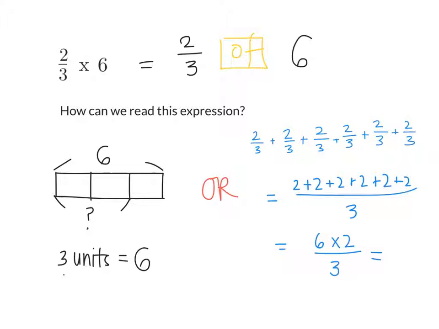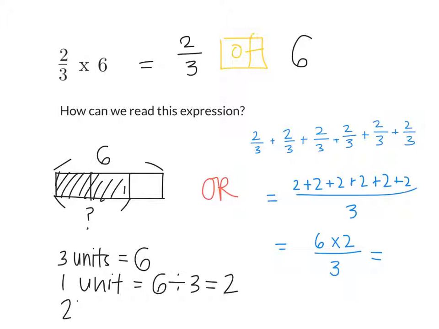6. So then 1 unit, I have to divide the 6 into how many equal size pieces? 3, right? So 6 divided by 3, which is what? 2. But in the end, we're trying to find how many units? 2 units. So 2 units would be 1, that's what 1 unit is worth, times 2. Do you agree? Which is 4. So therefore, we can see that 2/3 of 6 is equal to what? 4.